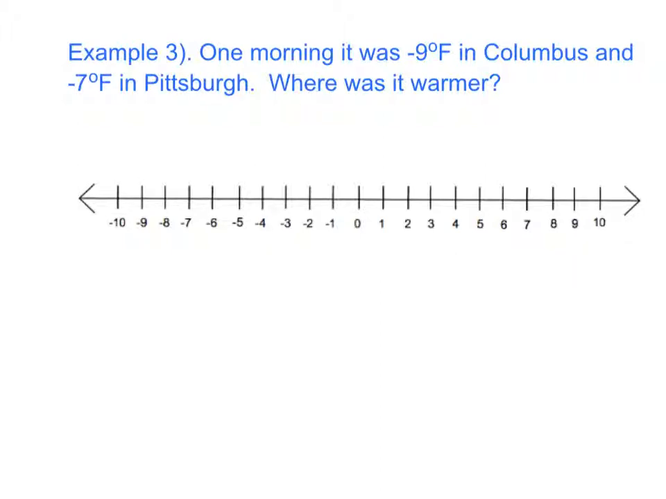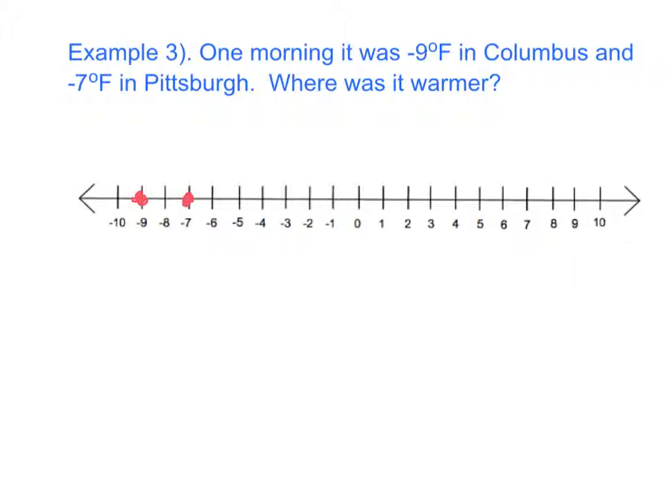So let's try example 3. This one has some real-world situations involved, but we're still going to compare. So it says, one morning it was -9 degrees Fahrenheit in Columbus and -7 degrees Fahrenheit in Pittsburgh. Where was it warmer? So the first thing I'm going to do is graph these to see where they're at on a number line. Where's their location? So -9 would be right here, and -7 would be right here.